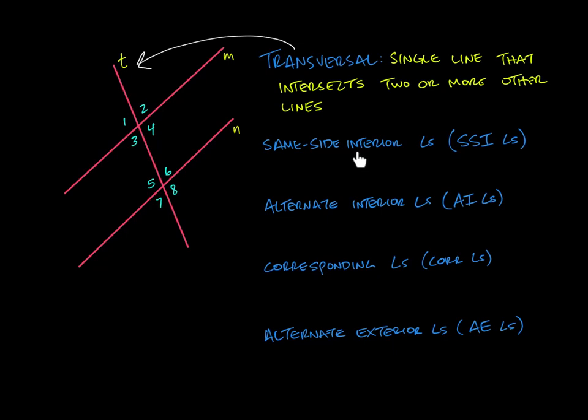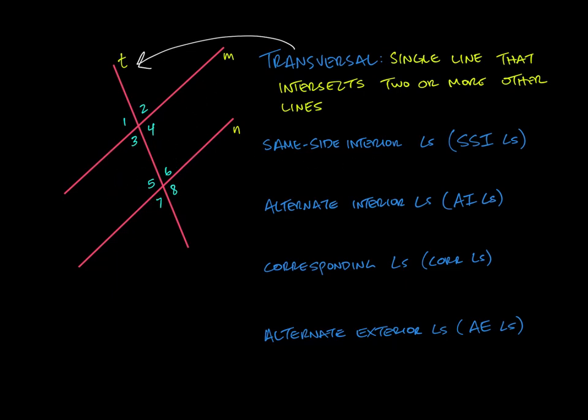Now it also says that they are interior angles. What that refers to is the space that's between lines M and N. So all of this space in here would be considered the interior space, whereas the space that's below line N or above line M would be referred to as the exterior space. So you can see we're looking for two angles that are both on the same side of line T and they're in the interior space.